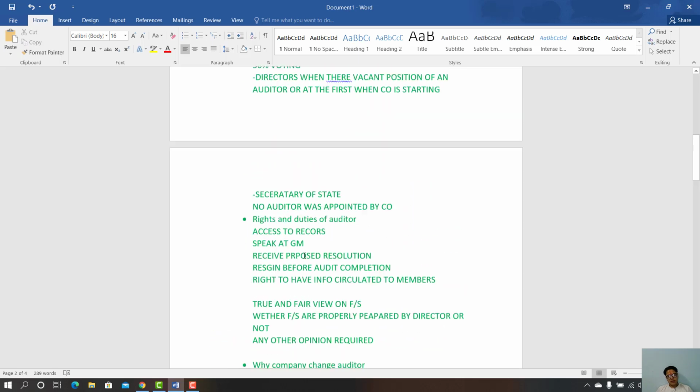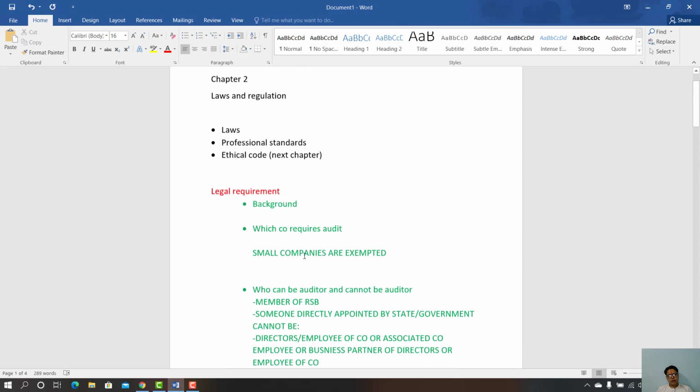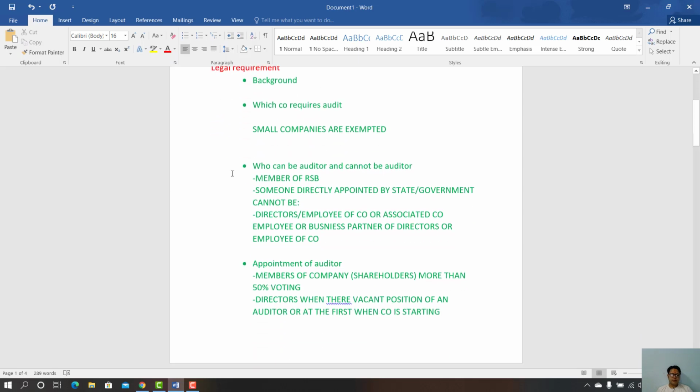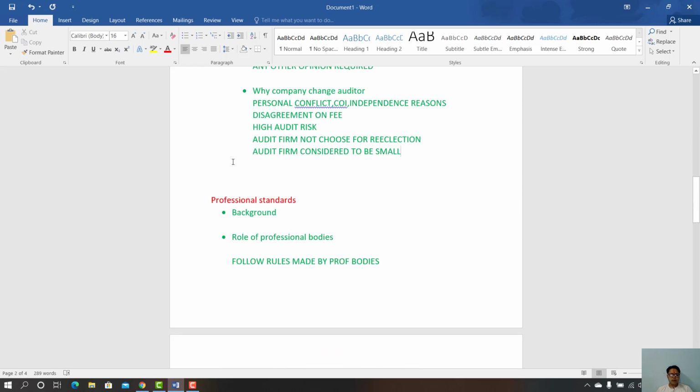So these are the things that we have to know in laws. So let's move to the second topic, that is professional standards. In professional standards, we are going to start with seeing the background. In the background, we have to know that our audit will be governed by International Standards on Auditing, that is ISAs, and ISAs are issued by the IAASB, known as the International Auditing and Assurance Standards Board.